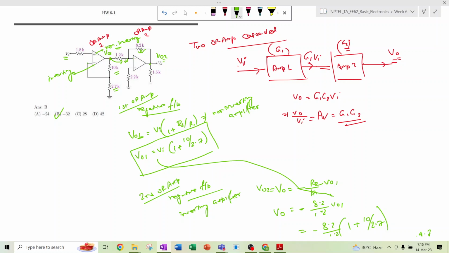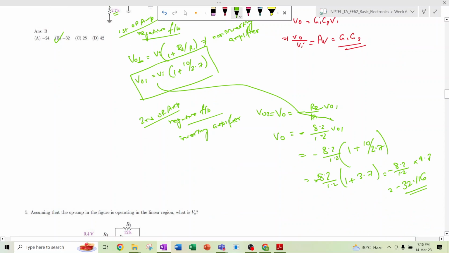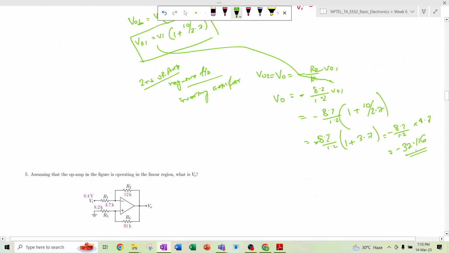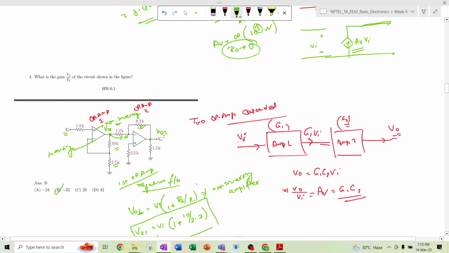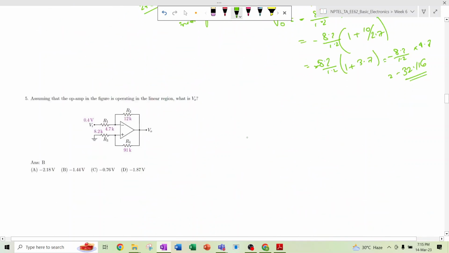For the inverting amplifier, the gain is nothing but minus R2 divided by R1. So minus 8.2 divided by 1.2, and that will be multiplied with 1 plus 10 divided by 2.7. So minus 32.116 comes. So minus 32 is the correct answer. Okay.